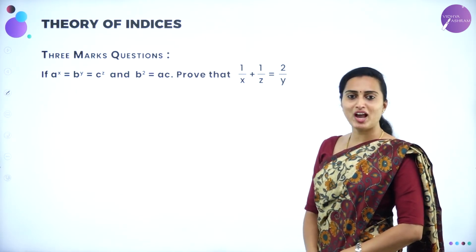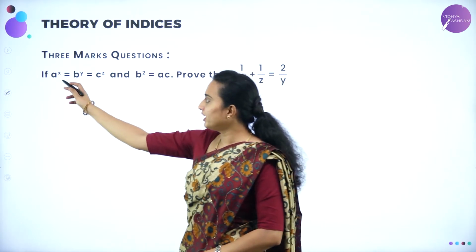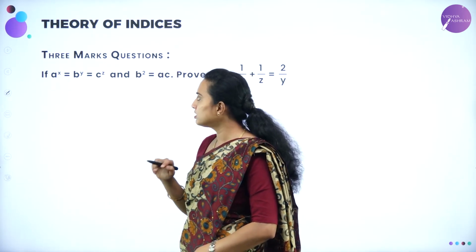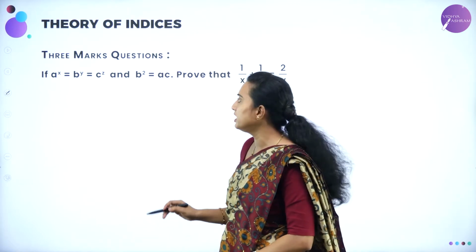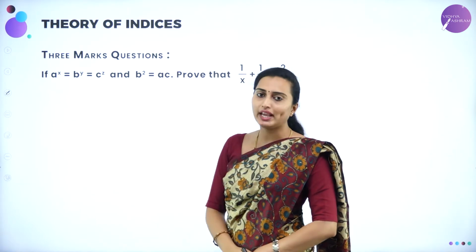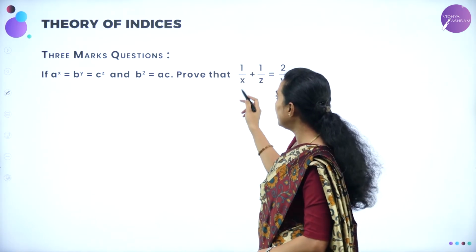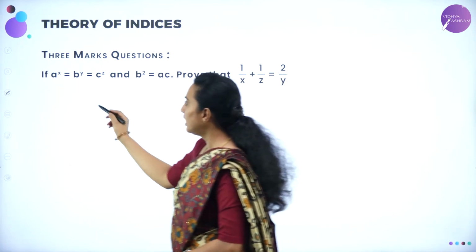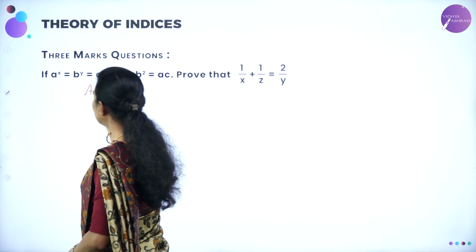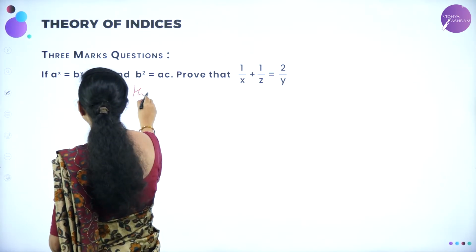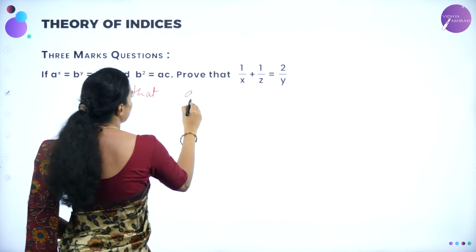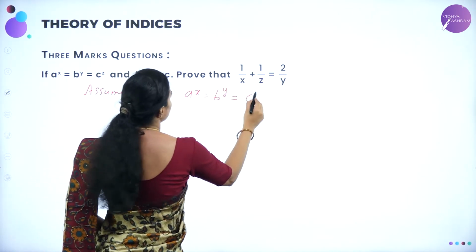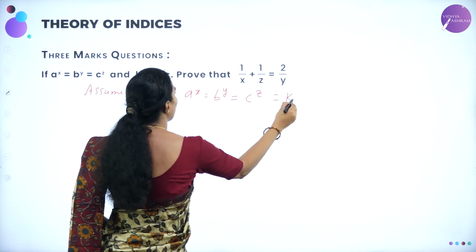So this is a similar problem, I think. If a power x, that is a similar type of problem, is equal to b power y is equal to c power z, and they have given the condition b squared is equal to ac, prove that 1 by x plus 1 by z is equal to 2 by y. What am I going to assume? Assume that a power x is equal to b power y is equal to c power z is equal to some constant.